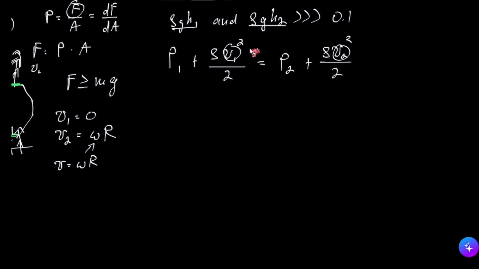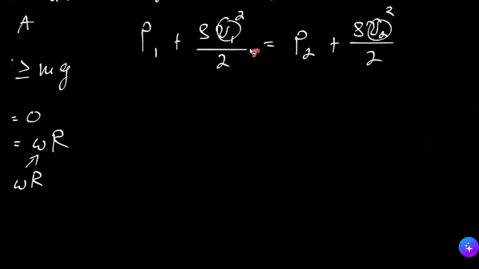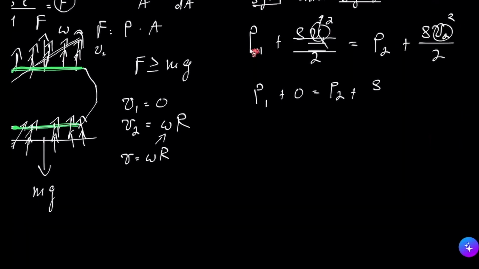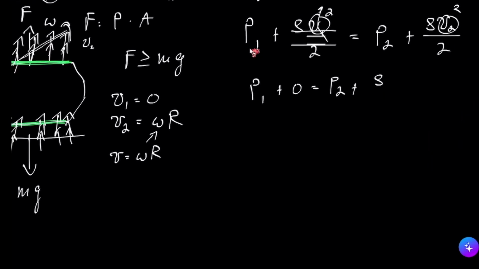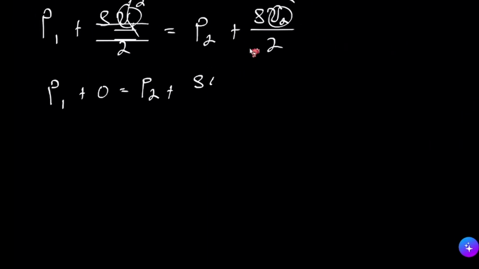So let's plug in our newfound understandings into this equation. Since V1 is 0, this part is going to get scratched out. So that's just 0 plus 0 equals P2 plus rho. From what we have found here, V2 is now omega times R squared divided by 2.